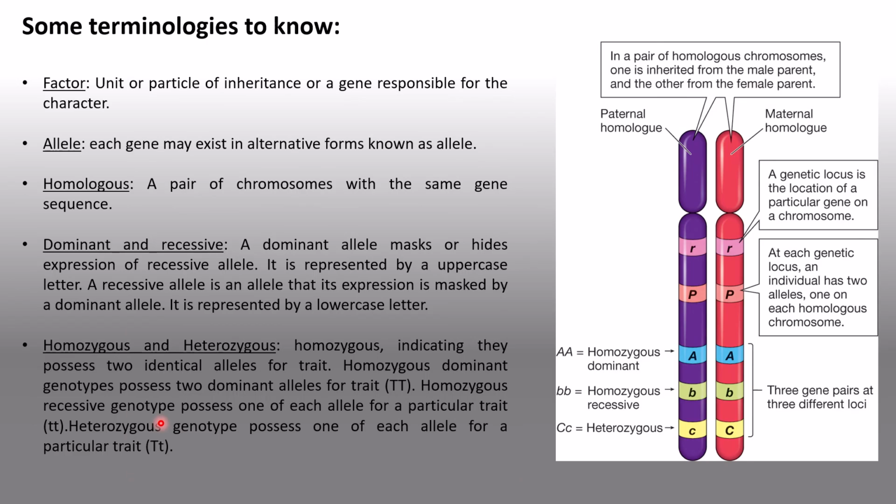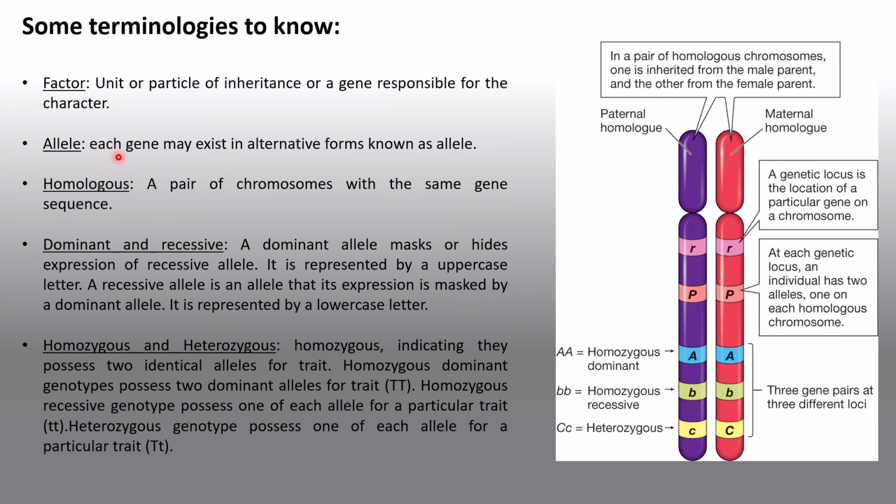Before moving on to the topics, there are some terminologies to be known. The first one is factor. It is a unit or particle of inheritance or a gene responsible for the character. The things that were stably passed down, unchanged from the parent to the offspring through the gametes over successive generations, are called factors. They were called factors by Mendel. Later, in the year 1909, the Danish botanist William Johannsen termed these factors as genes. So genes and factors are one and the same. A gene can be defined as a unit of heredity that influences the outcome of an organism's characters.